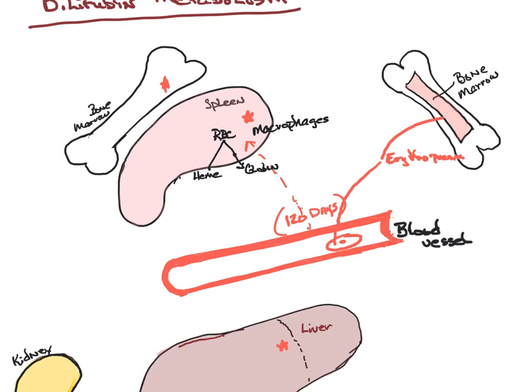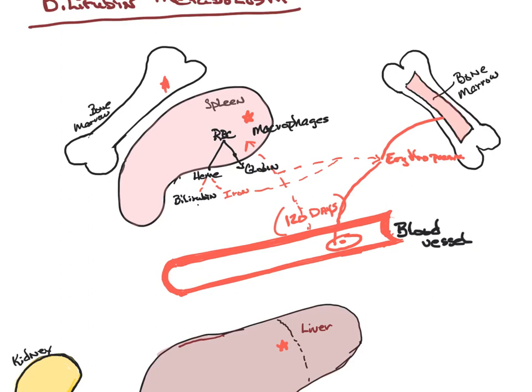Globin is going to go back into the system so that it will be utilized to form other red blood cells. Heme, however, is further broken down into iron, which also goes back into the system, and bilirubin. Now, bilirubin in this form is unconjugated bilirubin.